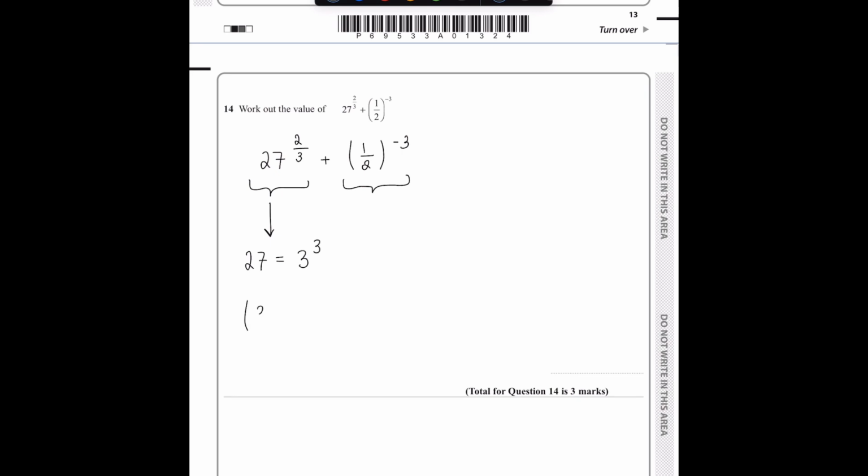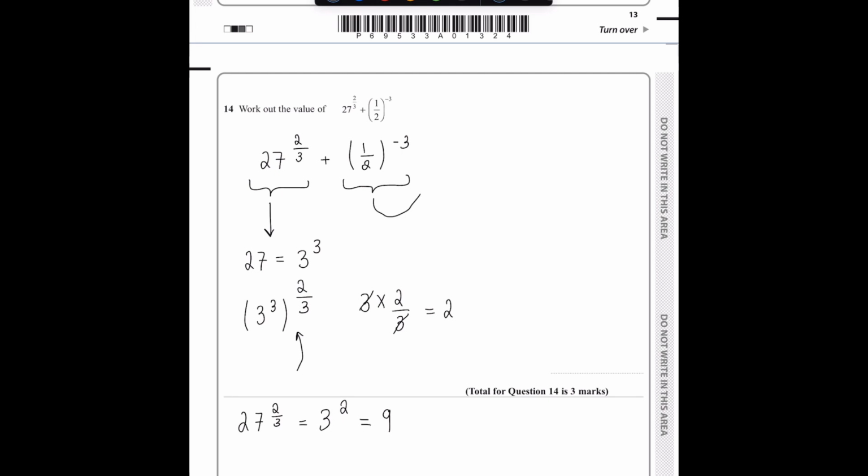So then we can rewrite this as 3 to the power 3, all to the power 2 over 3. And whenever we have powers like this, we times the powers together. So we have 3, then we times by 2 over 3, so the 3's cancel out, and we're left with 2 on its own. So in other words, 27 to the power 2 over 3 is equal to 3 to the power 2. So from here, 3 to the power 2, that's just equal to 9, isn't it?